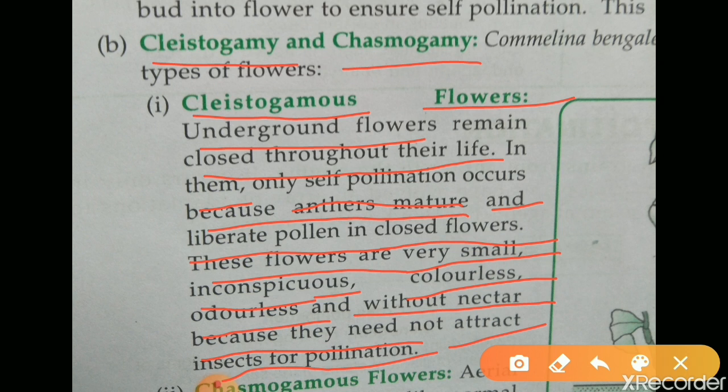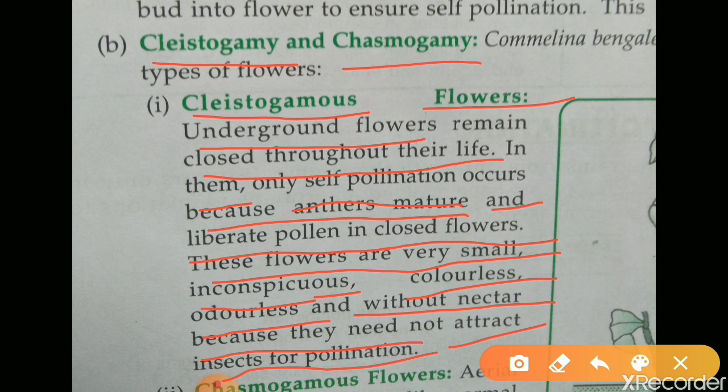Actually, what are cleistogamous flowers? They are underground flowers and they remain closed throughout their life. What remains closed here? Anther and stigma remain closed inside the petals. It means the petals will close all these parts. What are the parts? Male and female parts. Okay, closed by the petals of these flowers. Okay, in them only what is possible then? Self-pollination is only possible in such flowers.